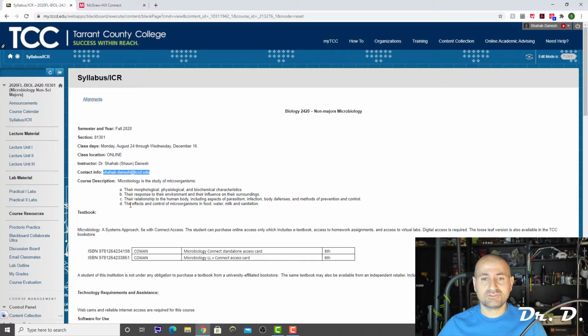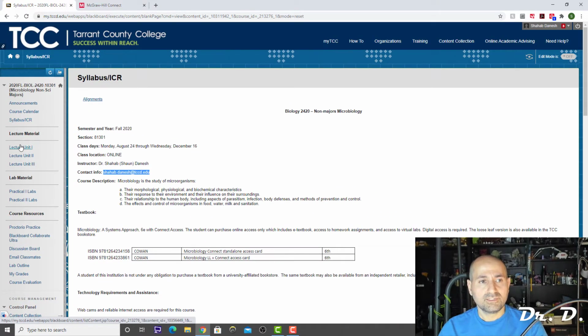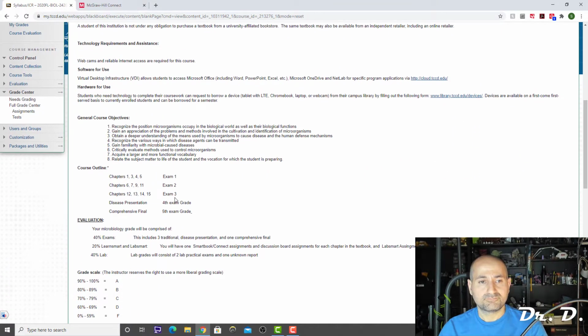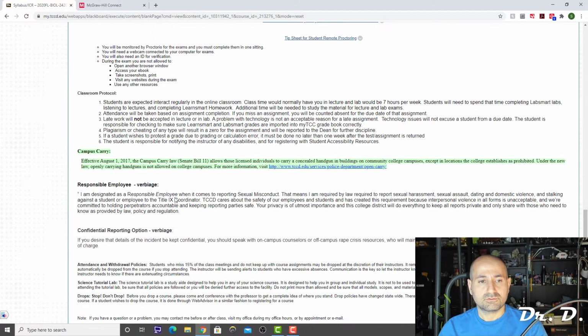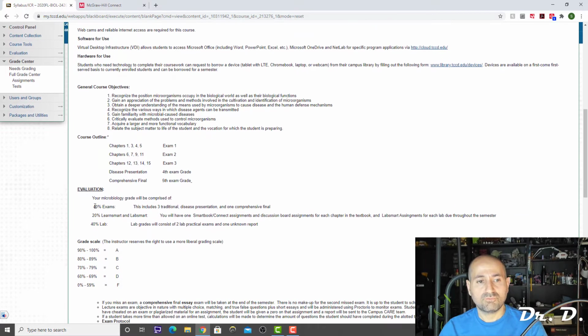What are we doing this semester? We're learning about microbiology. And let me show you what we're doing this semester. It looks like we have a breakdown of lecture and lab. About 40% of your grade is going to consist of exams. 40% of your grade will correspond with labs, and 20% will be on that Connect system I told you about, that online homework system.